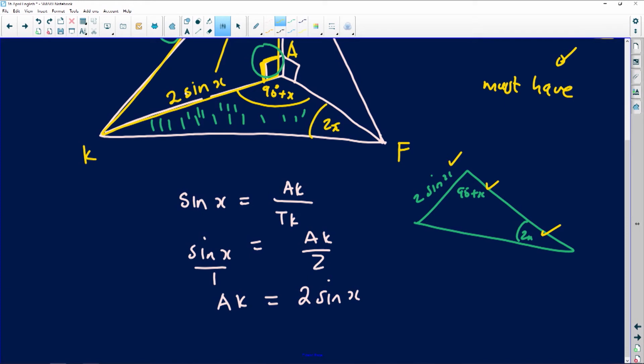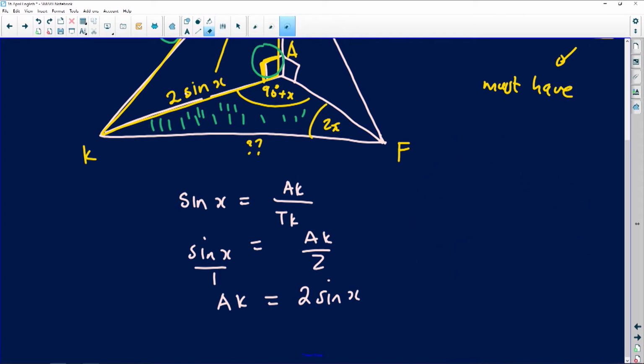Now, they want us to figure out the length of that side there. They want to find kf. Okay, cool. So let me remove what I have written here and create space for us to see what we can do. All right, we'll just try and slot it here. Okay, fine. So if you check that triangle, what do we have? Well, we've got an angle F there with 2x, and we've got the length of the side opposite to that as 2 sine x.